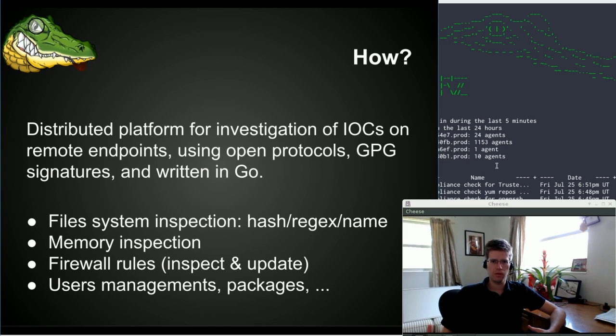We're working on memory inspection. We're working on firewall rules management, inspection, and creation of firewall rules. So if you want to block a given IP, you would send an action to the pool of agents telling them to create a firewall rule to drop traffic from or to that IP. We're working on discovering user accounts, discovering public keys on systems, and so on.